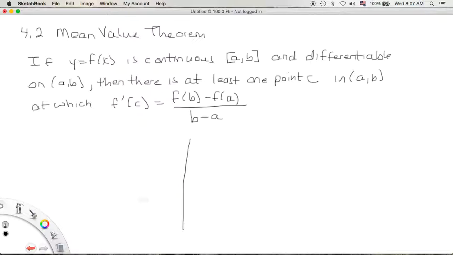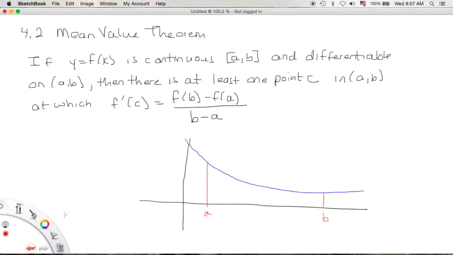So if we have, let's say, a function that looks like this, and we're going from A to B, then the secant line goes from this point to this point, and the slope of this line is this right here, because this is our y value, f at A, and our y value, f at B. So we take the difference of the y's over the difference of the x's and we get our slope.